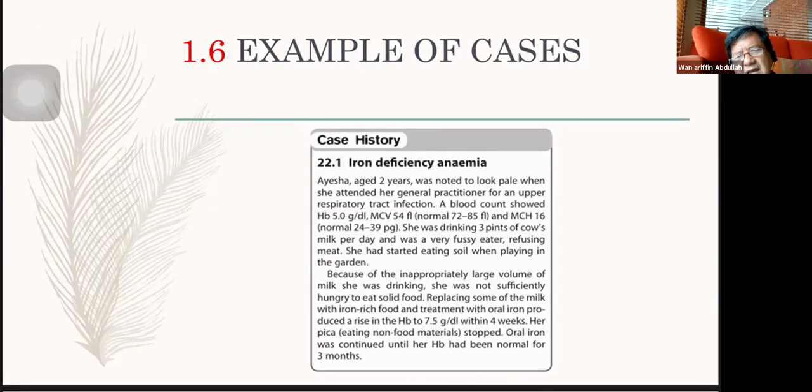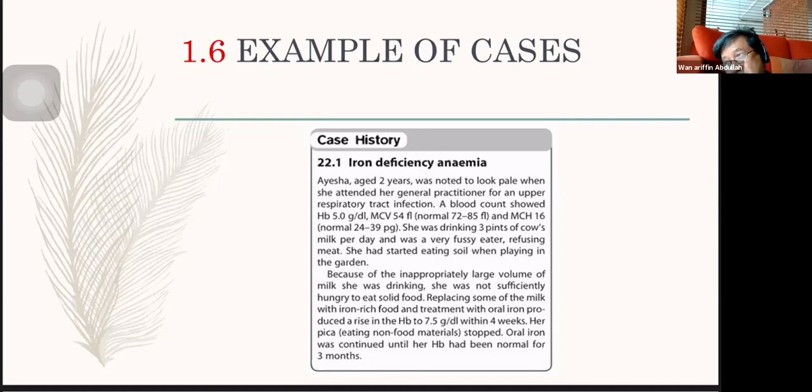So what happens in iron deficiency anemia? Initially, the storage is depleted, and then subsequently the serum ferritin will come down, and then the patient will have anemia. But when you treat, it is the other way around. The anemia will come up first, then the serum ferritin will come up, and then the stores will be replenished. So when the hemoglobin comes up to normal, it doesn't mean that the stores have been replenished.